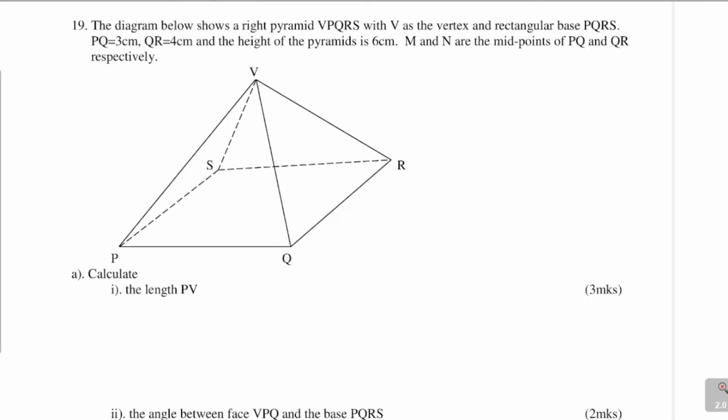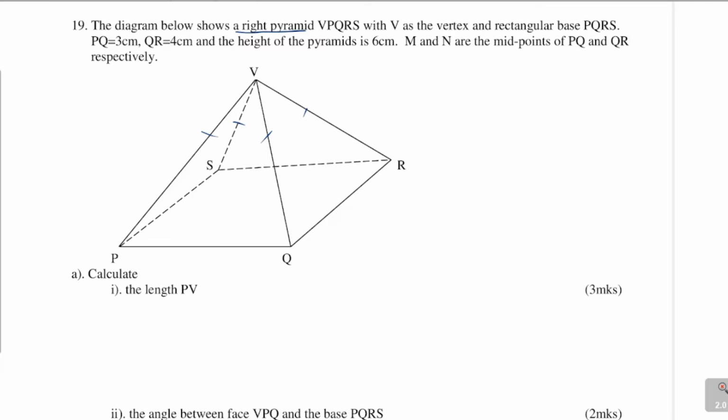Part A, calculate the length PV. This is a right pyramid. That means that all the slant heights are equal. That is the meaning of right pyramid. All the slant heights are equal. So the moment you get PV, that means it will be the length of all the other slant heights, VS, VR, and VQ.